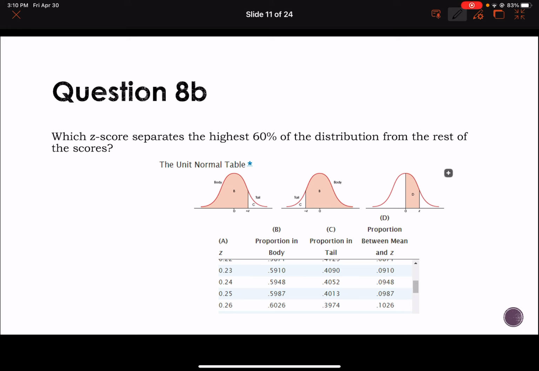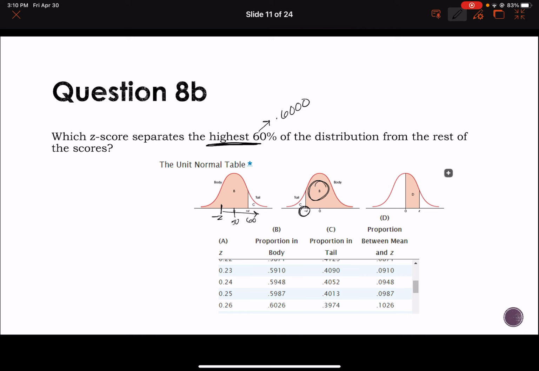Okay, so now we want the highest 60%. So again, think about this. This right here is 50% of my data. So the highest 60% would be over here in my negative z's. That would be my 60%. So that means I'm looking at my z-score here, and I want to look at column B and try to get as close to 0.60 as possible. Remember, 60% is 0.6000.